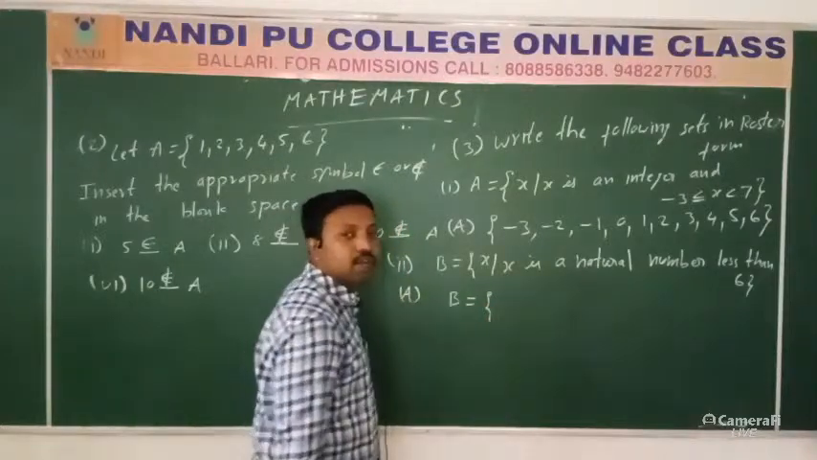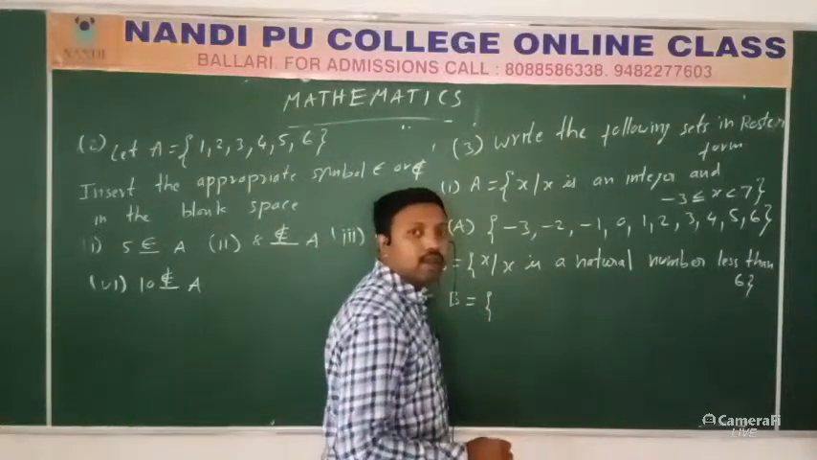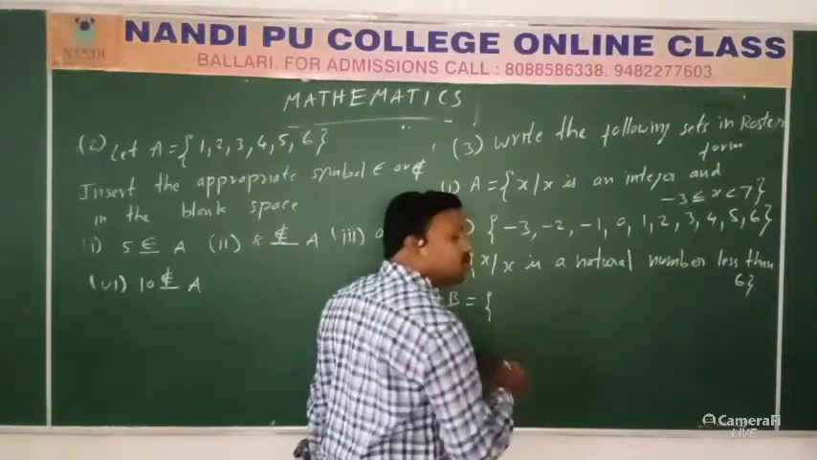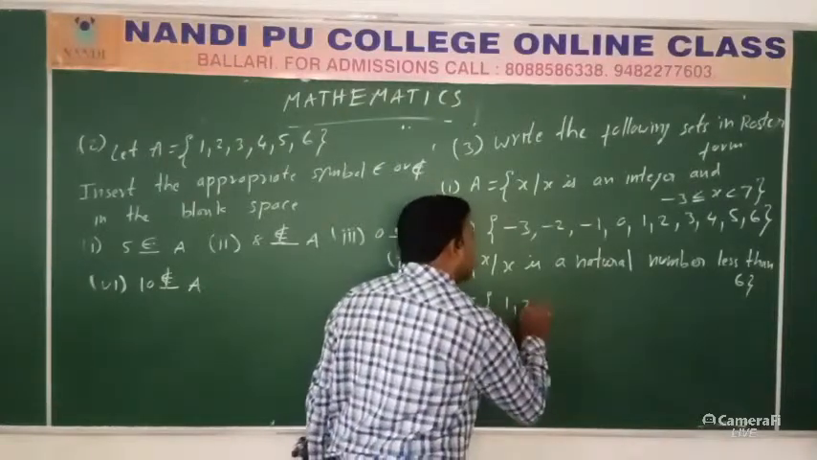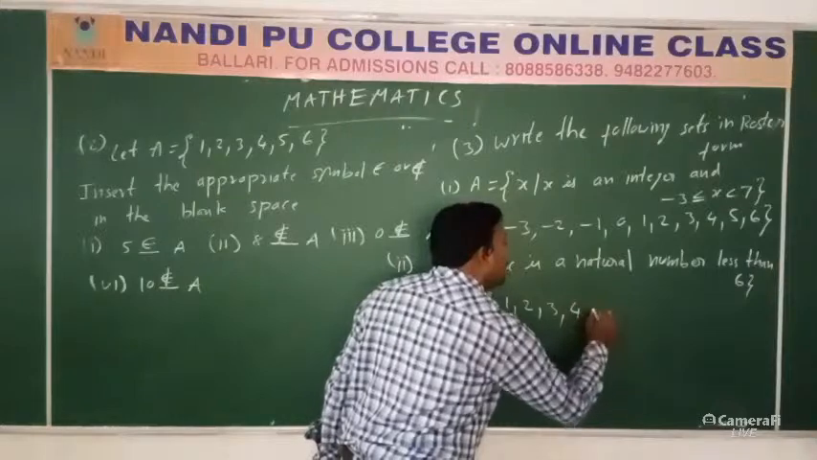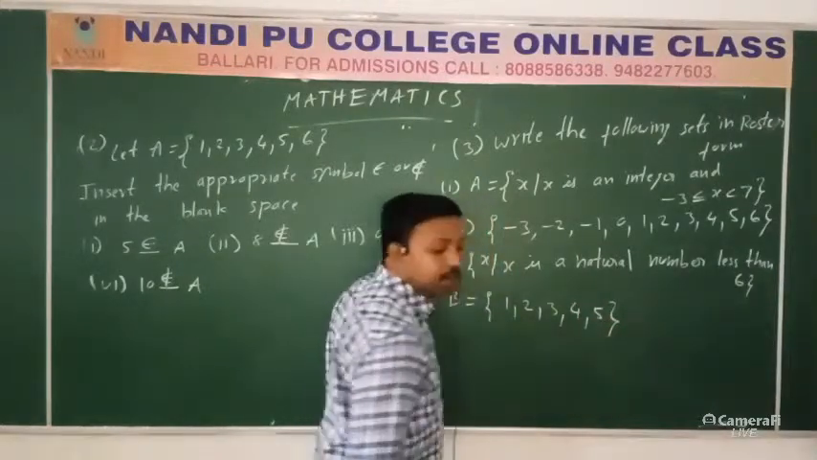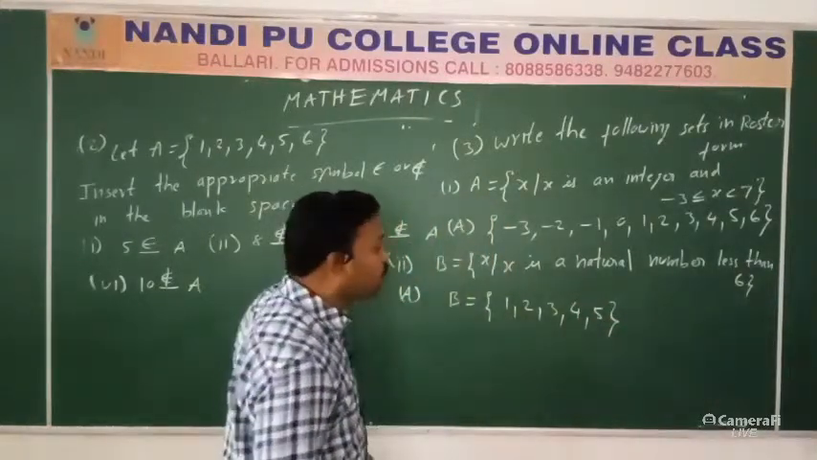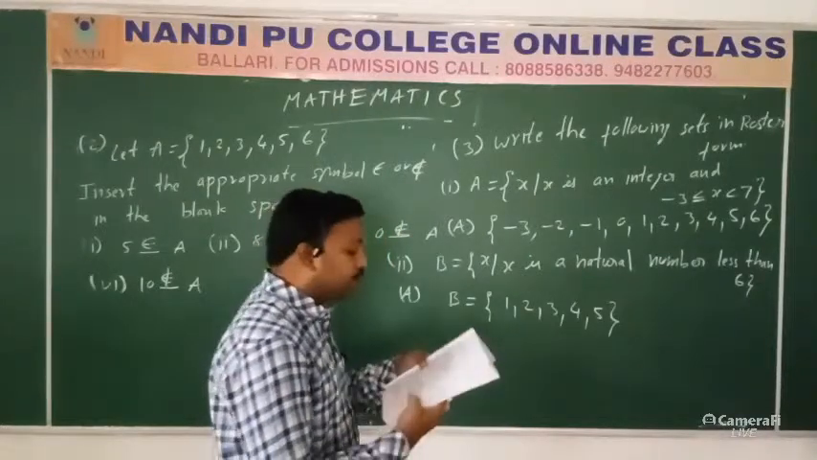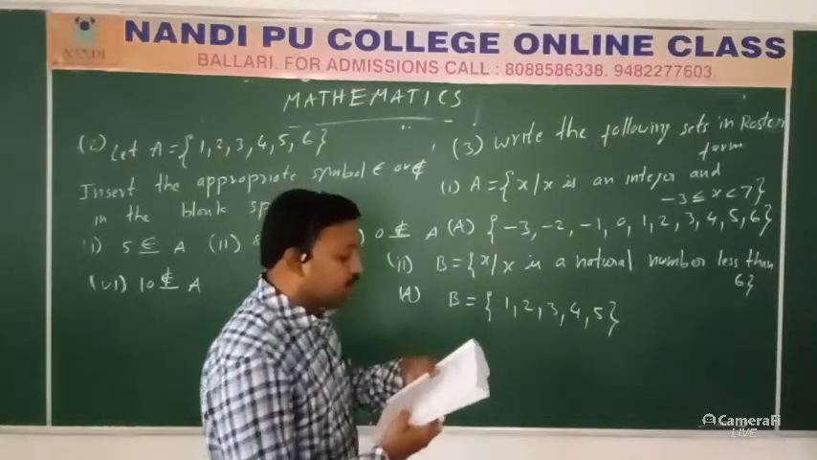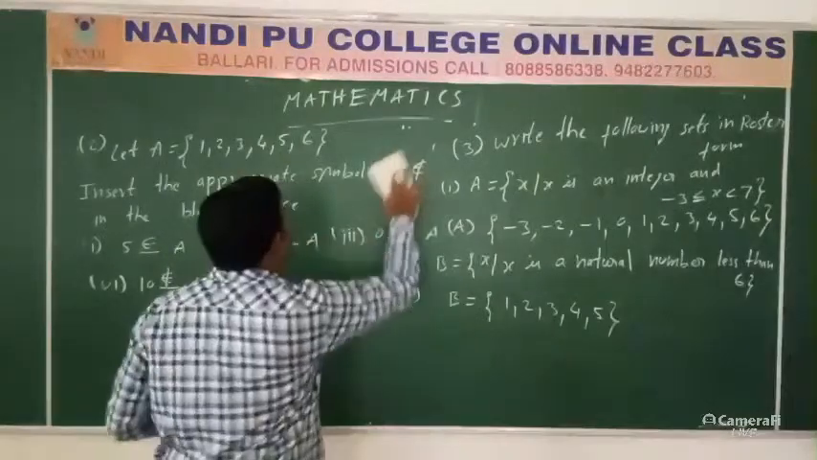Natural numbers start from which number? 1. Counting numbers are called natural numbers. You should not take 0. So here 1, 2, 3, 4, 5, which must be less than 6. So up to 5 you have to write.